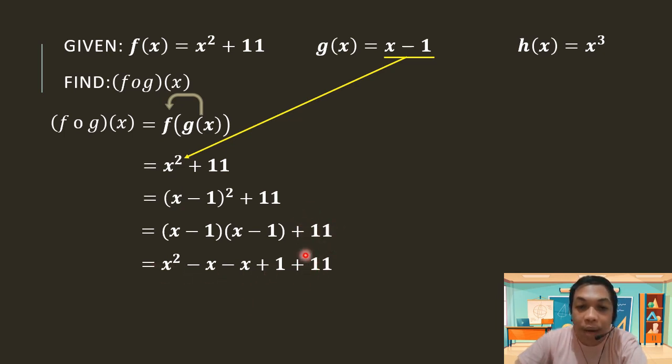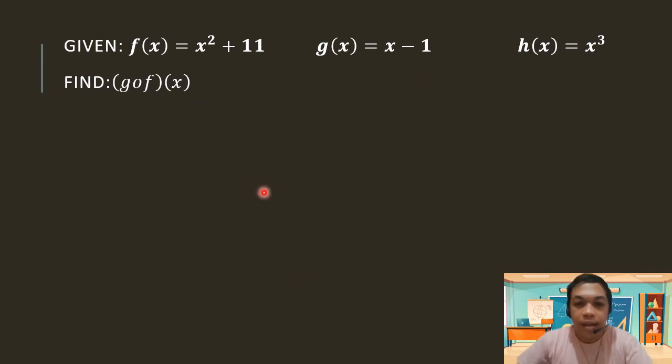After that, we combine like terms, the ones we can put together. So we have x squared, then negative x plus negative x is negative 2x, then 1 plus 11 is positive 12. Okay, let's have another example. It is important that we do not reverse the order of substituting the functions, because the resulting answers are different.